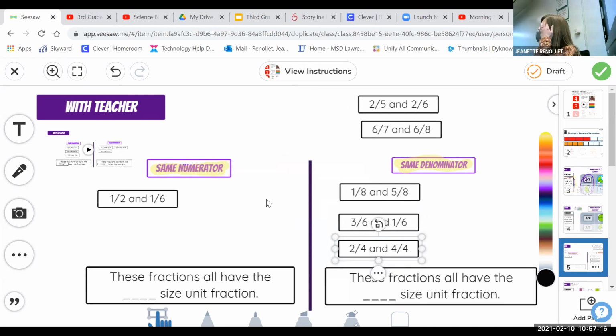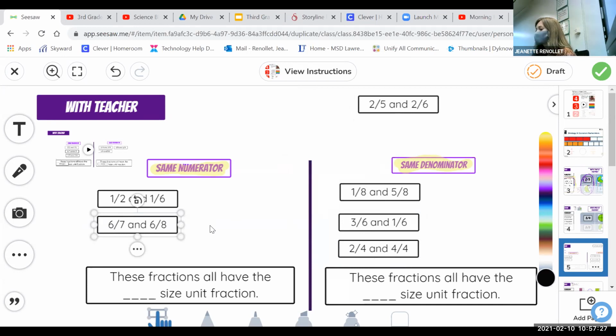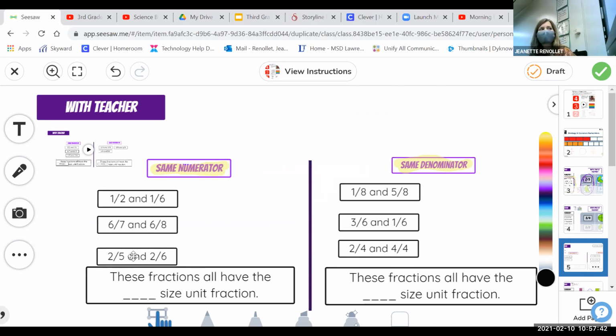Ashley. Excellent math vocabulary. Numerator is the same. Angela. Look what I have left, Angela. What about these two? Which side do they go on? 2/6 and 2/6. Which one has the same numerator? Which one has the same denominator? Denominator. Awesome. The numerator is the same.